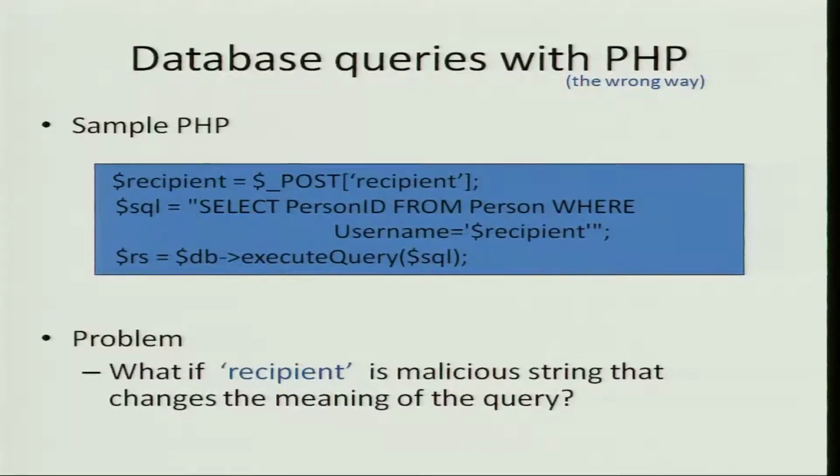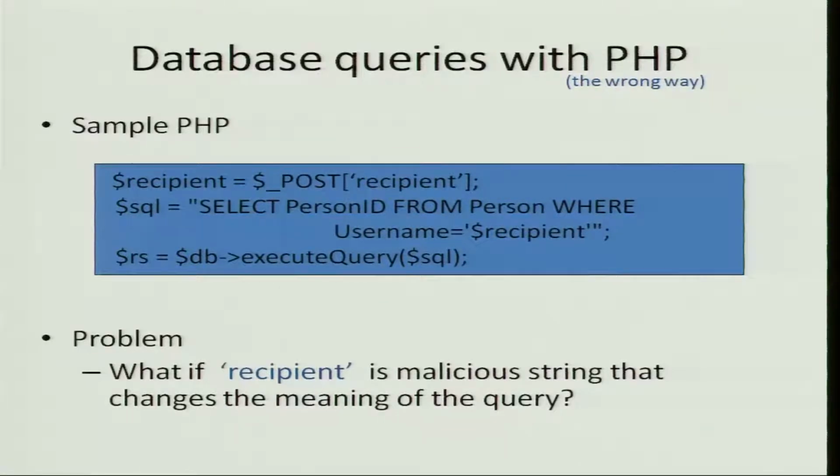the ID from the person table where the username matches the recipient. And where is this recipient coming from? Recipient is coming from the form. So let's say there is a form in which you are typing in a name, and that's recipient, and that comes in the HTTP post request, and that has been picked up in this variable recipient. And then you are asking for the result set by telling the DB to execute the query, and the query variable name is SQL. So what you have to understand here is that we are creating an SQL query on the fly.